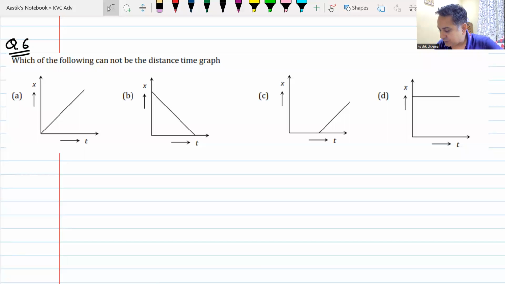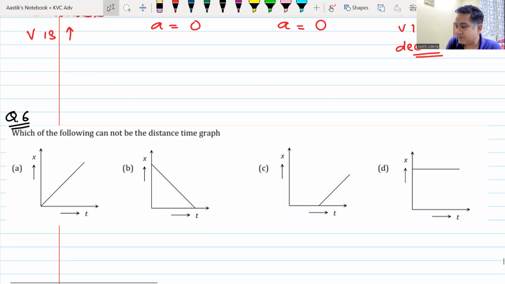Option B is not possible, sir. Why is option B not possible? Should you tell me? Why is option B not possible?